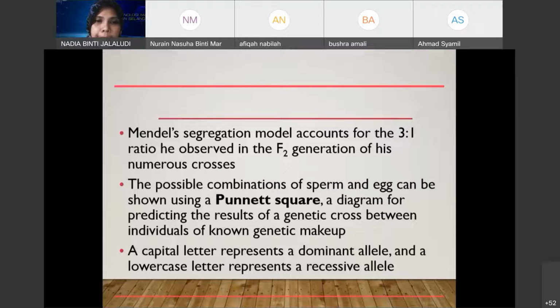A capital letter represents a dominant allele and a lowercase letter represents a recessive allele. So that way it's easy for us to see: if it's a capital letter, it's dominant; if it's a lowercase letter, it's recessive.